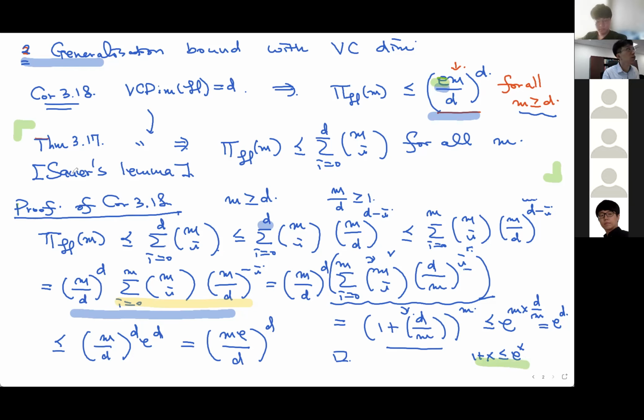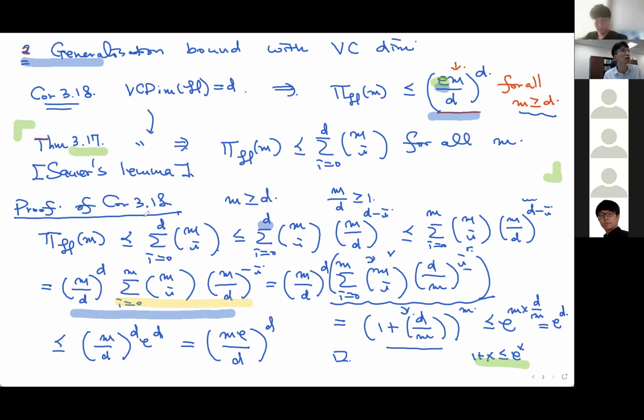Okay, so that's the proof of Corollary 3.18. The proof is just a calculation that exploits the Sauer Lemma. And once Corollary 3.18 is proved, then we can get the generalization bound that I showed you in the previous slide. So now the question becomes how we can prove Lemma 3.17.